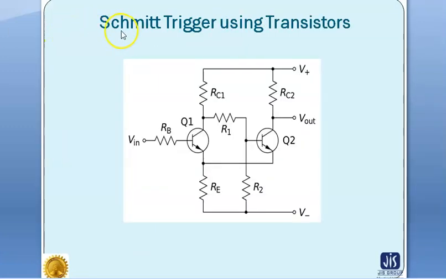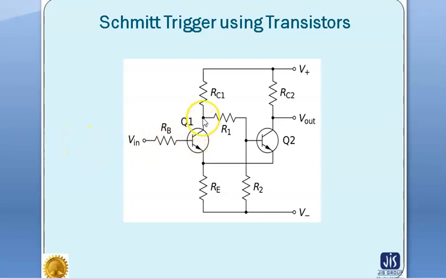Now, Schmitt Trigger using transistors. This is the Schmitt Trigger circuit using two NPN transistors. It is basically a bistable multivibrator circuit whose output is controlled by the input signal. So it can be used as a level detecting circuit.